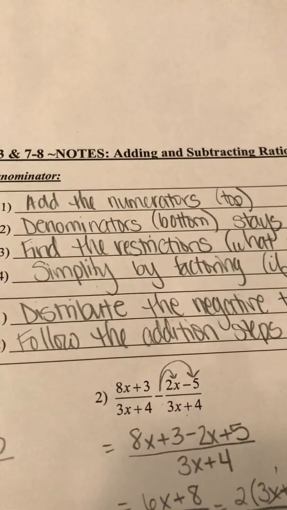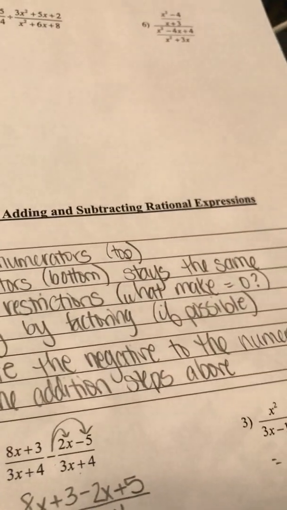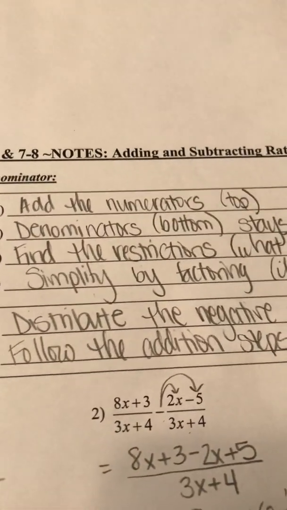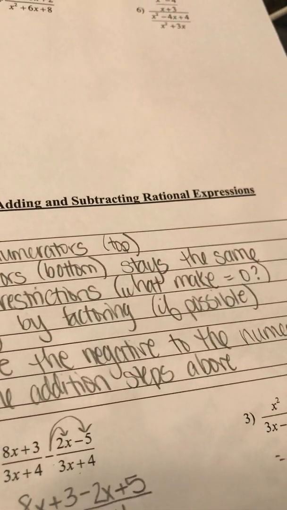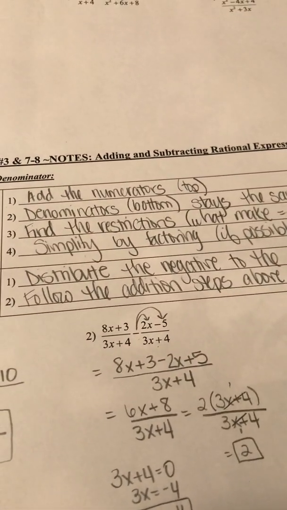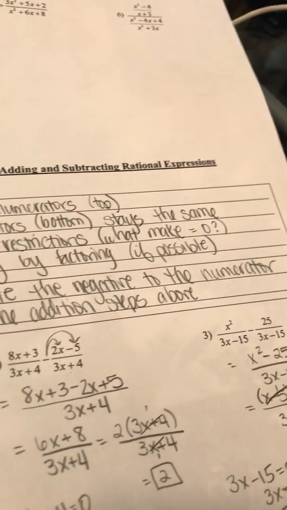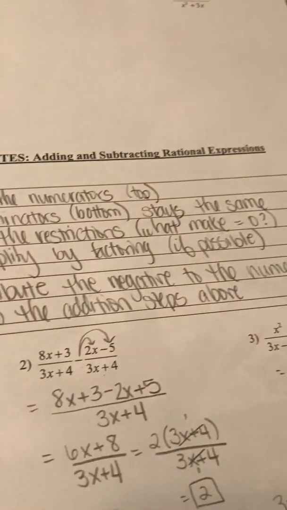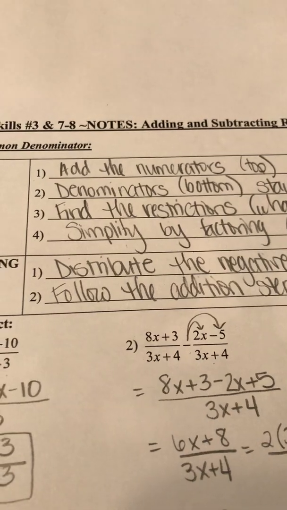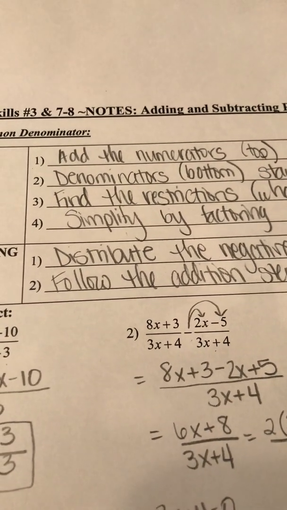Once you've done that, you want to find the restrictions. What makes your denominator equal to 0? We've done that lots and lots of times, okay? And then simplify by factoring if possible. Now, when you're subtracting, the only difference is that you distribute the negative to the numerator. Okay, and then follow the addition steps. Now, I know I just jammed through that. You can pause this video, rewind it, do as you need, okay?